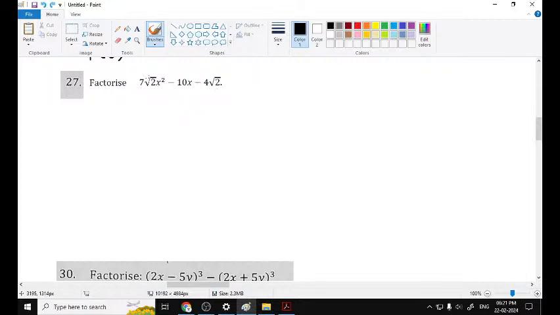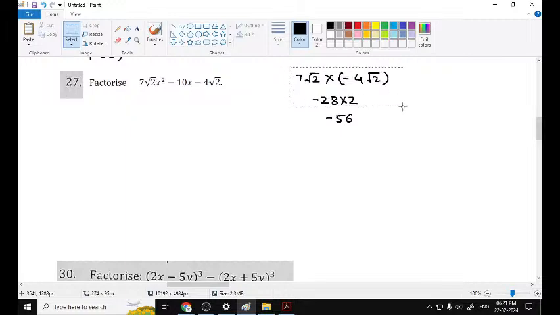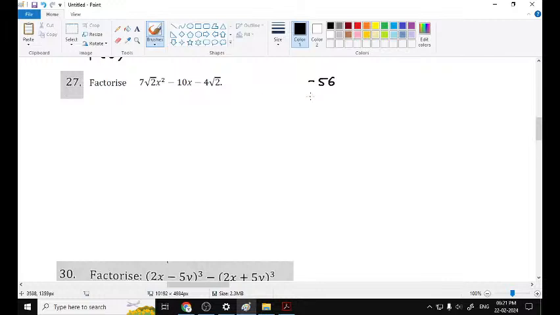Now let us find the product of the coefficient of x square and the constant term. The coefficient of x square is 7 root 2, into minus 4 root 2. 7 into minus 4 is minus 28, and root 2 into root 2 is 2. So this product is minus 56. So let us find two numbers such that their product is minus 56. As we have discussed, these numbers will have different signs and their difference will be 10.